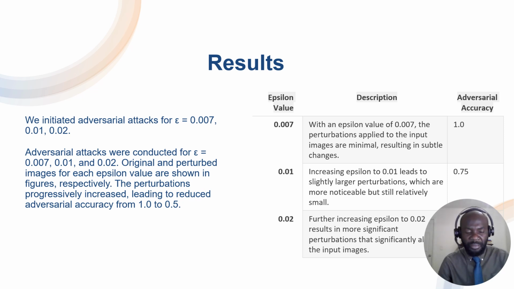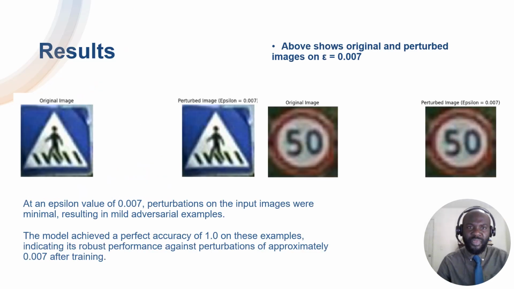Looking at our results, after computing and moving to the use of the FGSM method, at the time we used an epsilon value of 0.007. The input image perturbations were minimal, and it helped to create mild adversarial examples. The model achieved a perfect accuracy of 1.0 on these examples, and this showcases the robustness against perturbations around 0.007 after training. Then, raising the bar, we raised the epsilon to about 0.01, and this resulted in a slightly larger perturbation. Although still small, these perturbations become more noticeable, causing the model's adversarial accuracy to decrease to about 0.75.